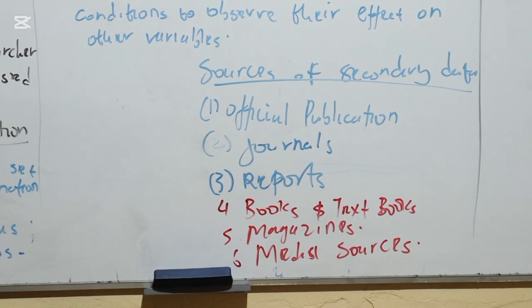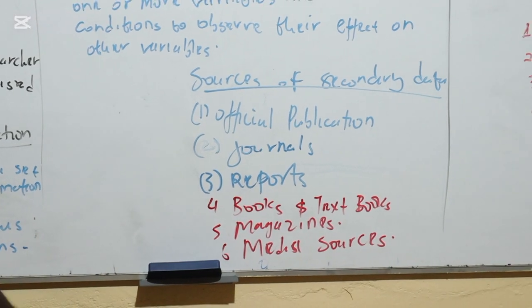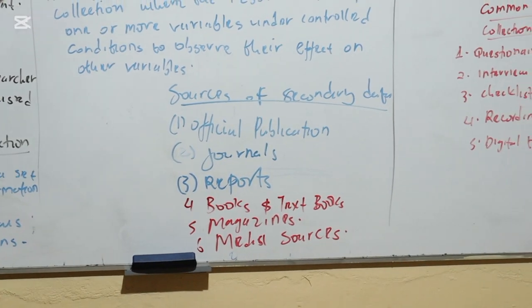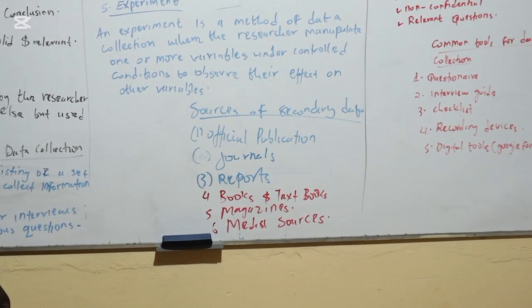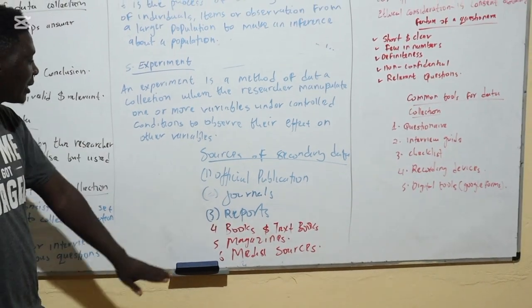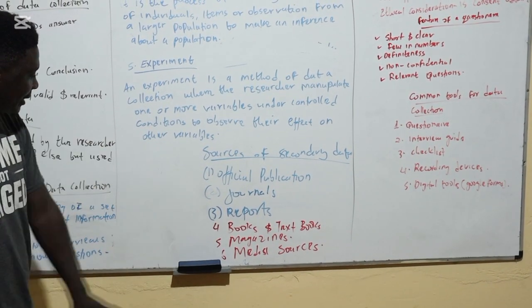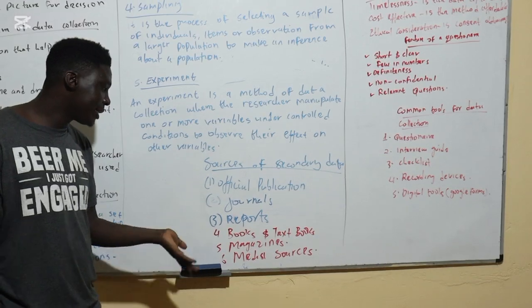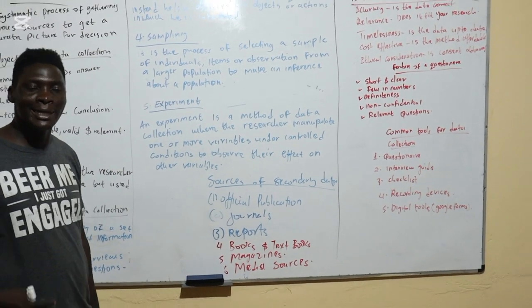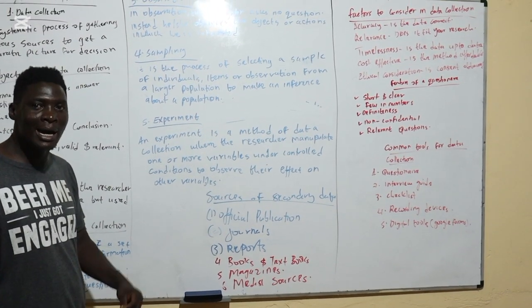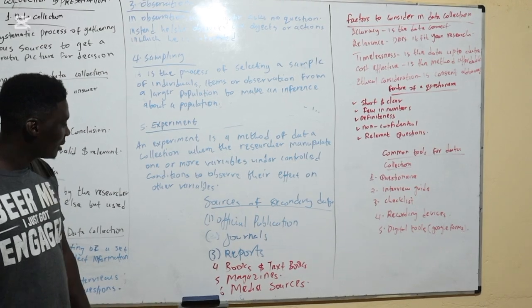There are so many. The records, the preview, there are so many. Even this recording, if you use it, it will be what? A source of what? Secondary data. So official publications, journals, reports, books and textbooks, magazines, media sources, etc. There are so many, you can add and add and add.